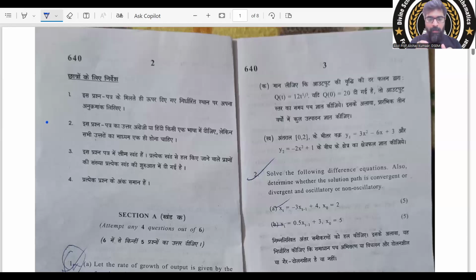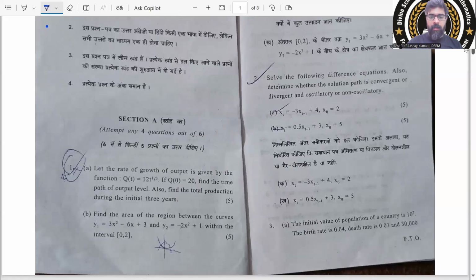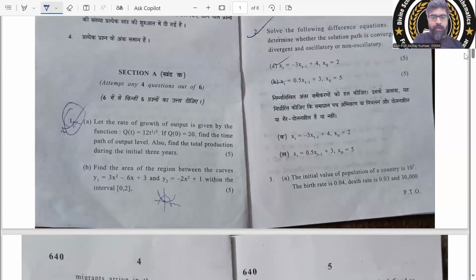Now, in this lecture, I'm going to start with the discussion of problems from section A. First of all, I hope all students can see section A on your screens. If you look at the format of section A, there are 6 questions, out of which we need to only attempt 4. But I will be solving all problems from this section. So in this lecture, I'm going to start with the discussion of problem 1. Let's quickly start.